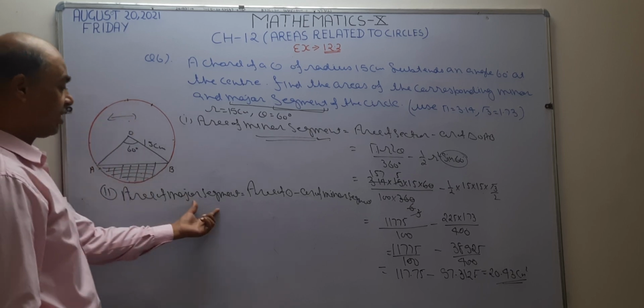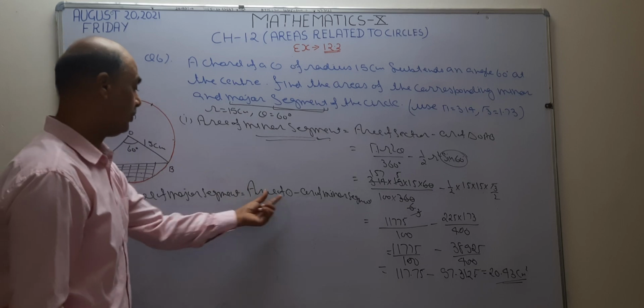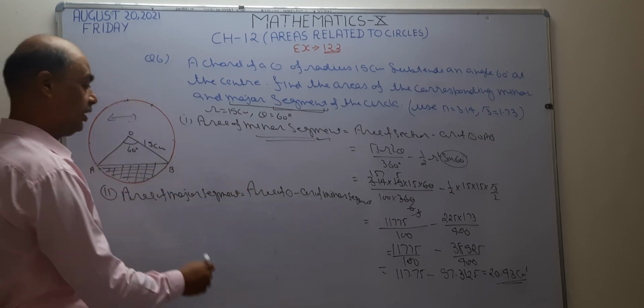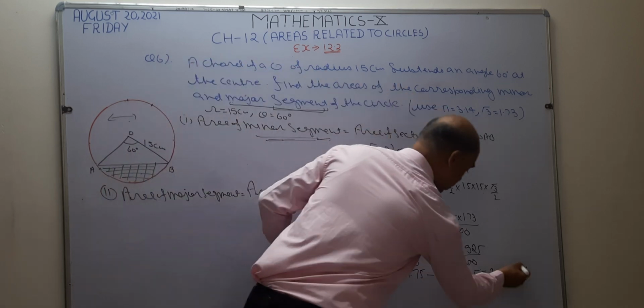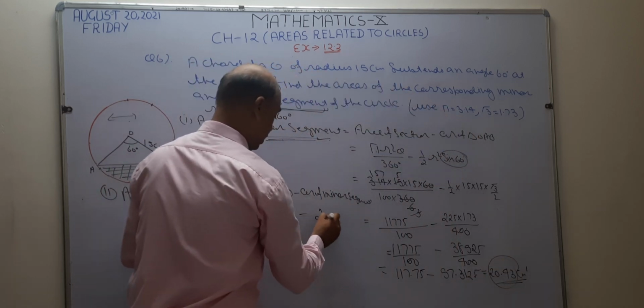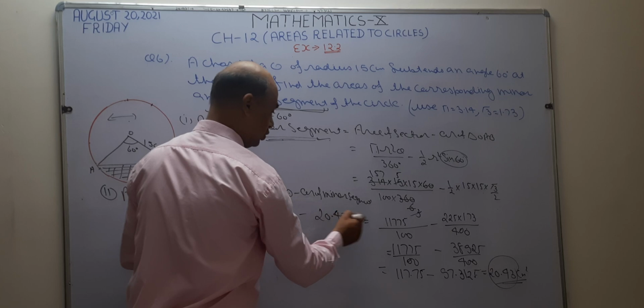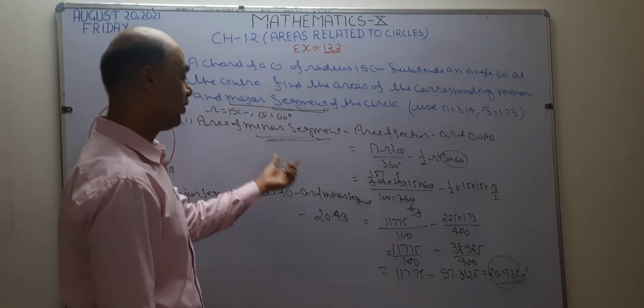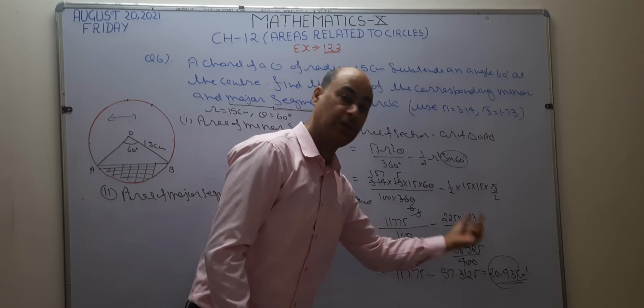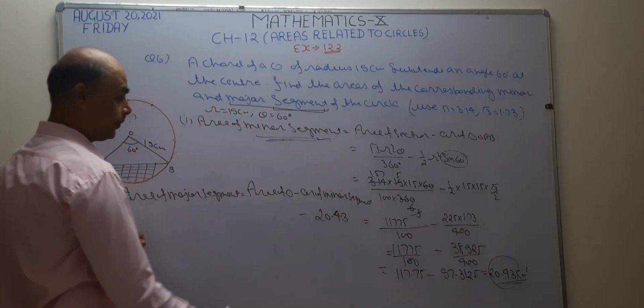So area of major segment becomes area of circle minus area of minor segment. Area of minor segment you already found out. What is the answer? 20.43. Right here, 20.43 directly. You can use this value. Area of minor segment you found is 20.43.